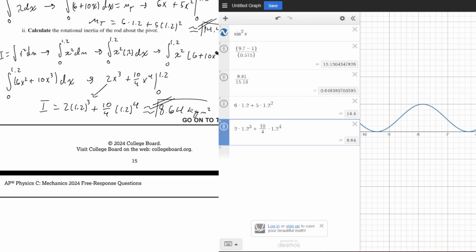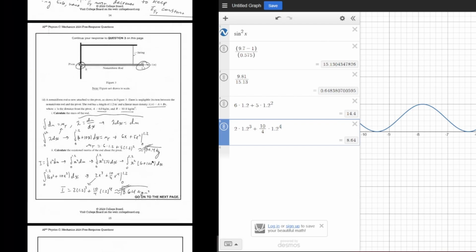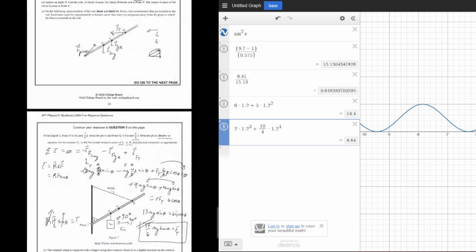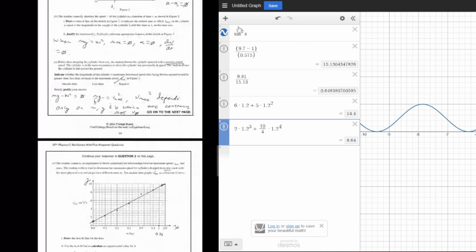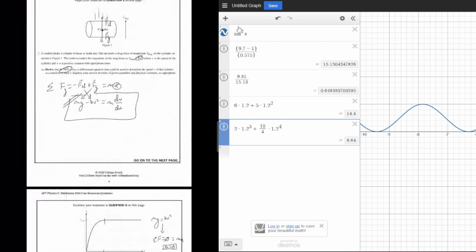And that's roughly 45 minutes. So I hope this helped. These are the answers to the full Physics C Mechanics set 1 free response. I wish you all luck on your exam, and I hope you get that 5.